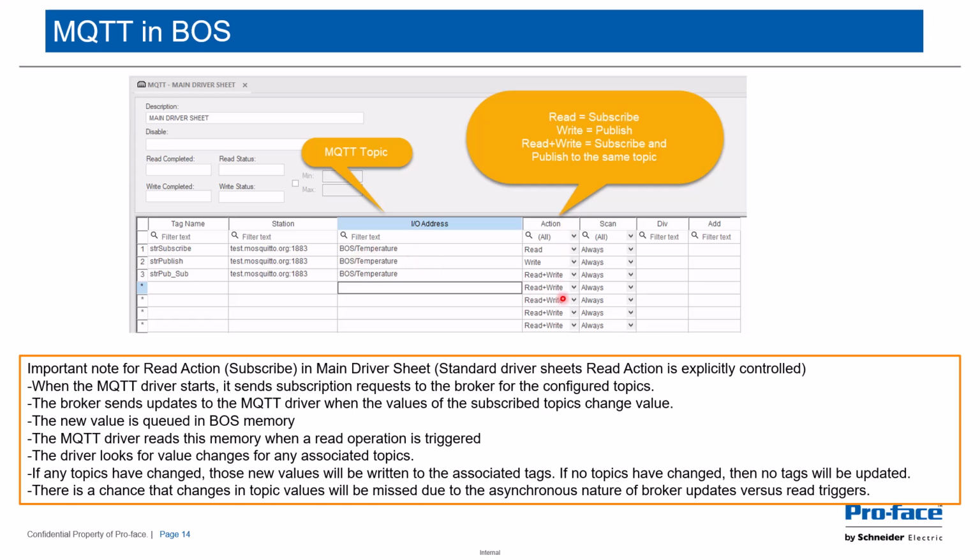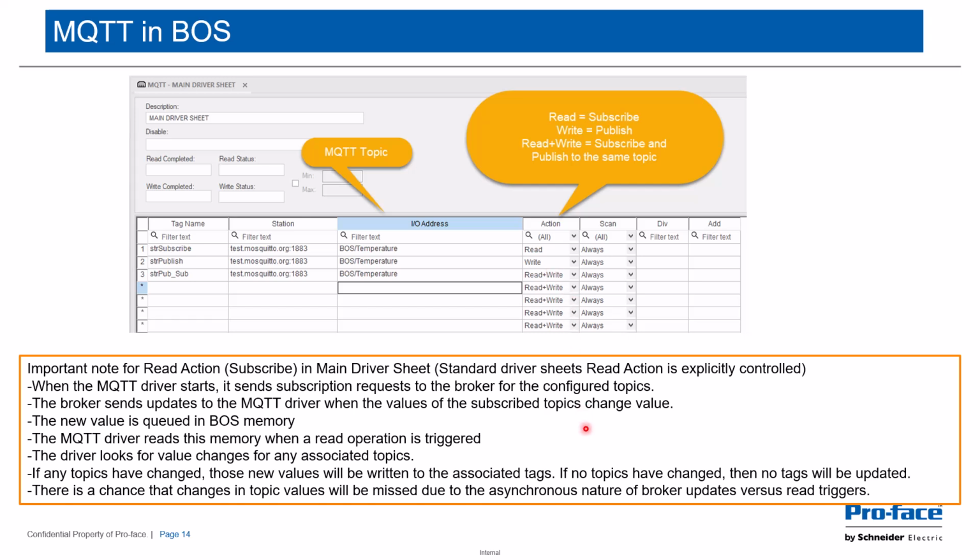And then in the action field, this is in the main driver sheet, the read is a subscribe, the write is a publish, and then you can combine read and write. So what would effectively happen with this tag name is this: when I do a read function, I'm going to subscribe to the topic, and when I do a write function, I'm actually going to be publishing to that same topic.